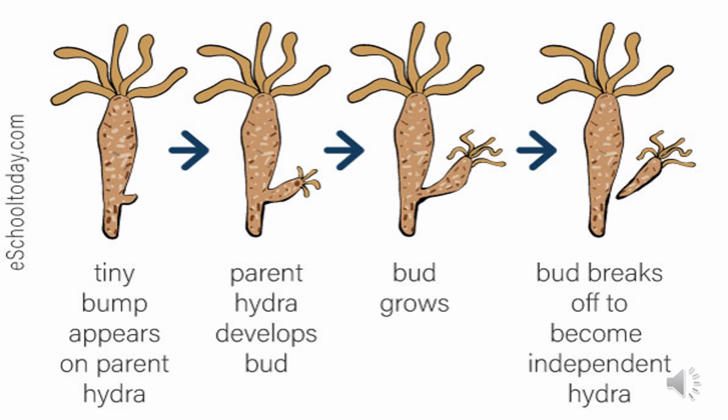Buds originate at the junction of the stalk and gastric regions. The bud begins as a hemispherical outpouching that eventually elongates, becomes cylindrical, and develops tentacles. The bud then pinches off and a new individual becomes independent.